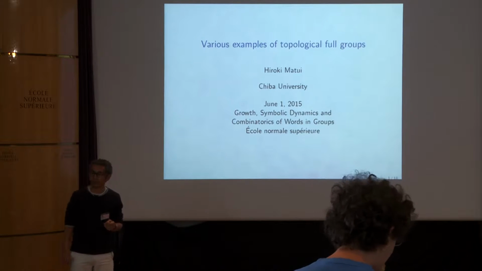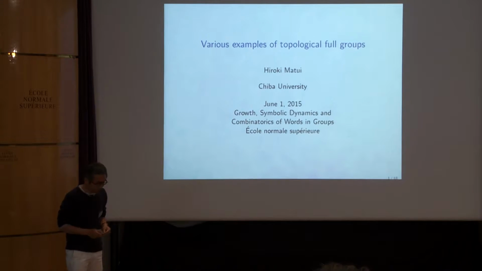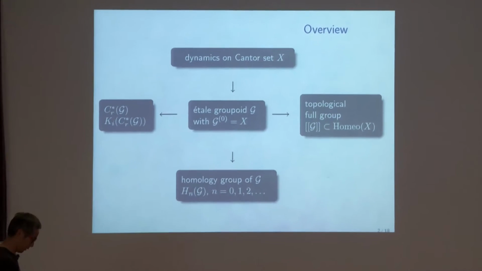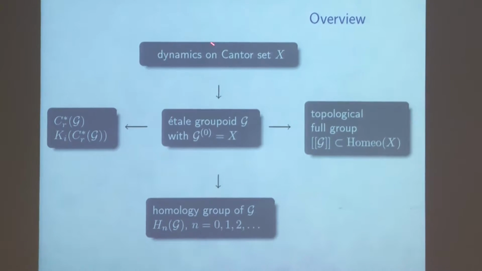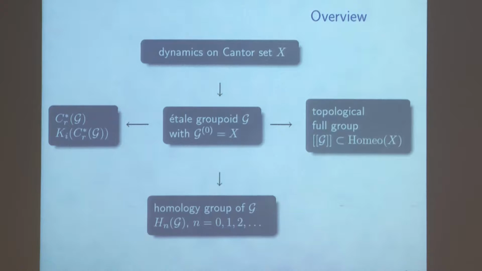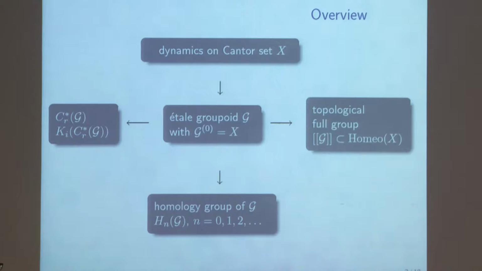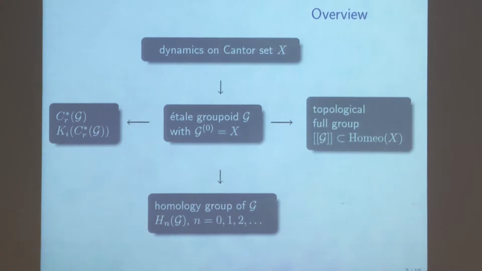Today I'd like to talk about topological full groups by many examples. This is the overview of my talk. I'm interested in some dynamical system on a Cantor set. The most fundamental example of a dynamical system comes from group actions of discrete groups on the Cantor set by homomorphisms. But not only group actions, we are also interested in some equivalence relations on Cantor sets or something else.